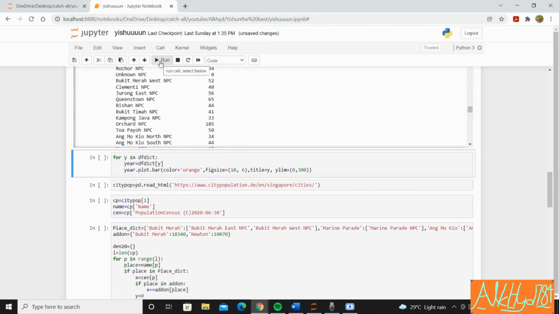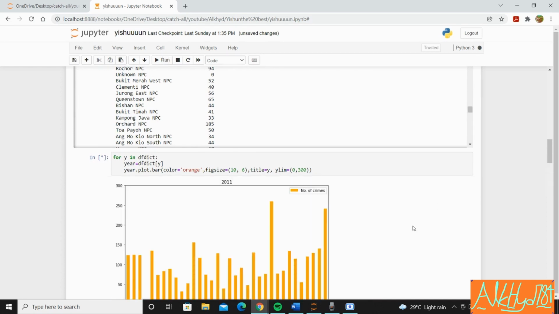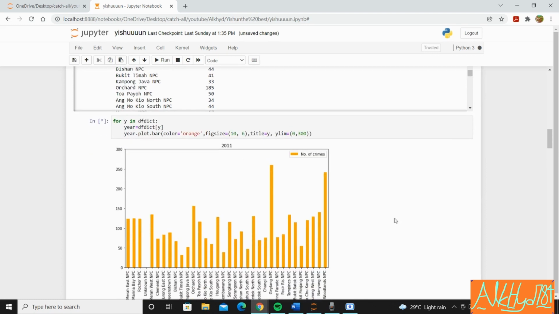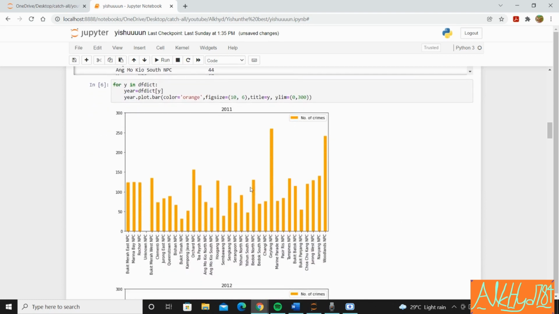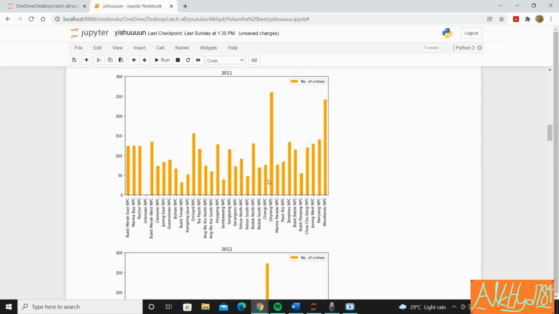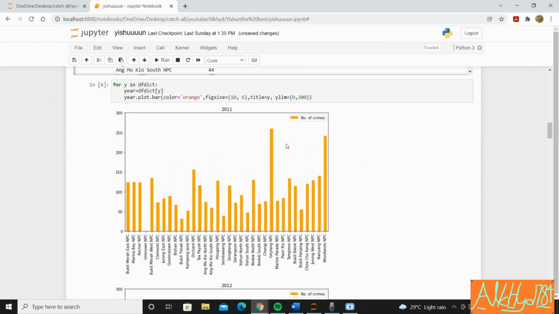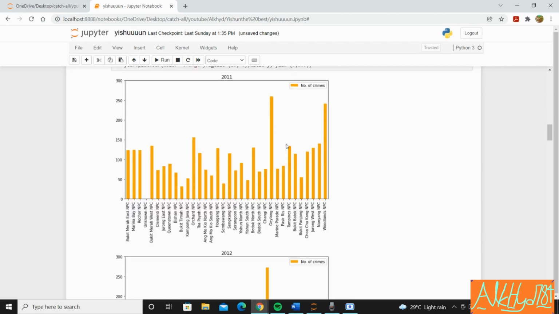So here I can do something very interesting, which is plotting it. Of course, in my favorite color, orange. So each of it will have the year, and this is the number of the crimes, and these are the places. And I do not know what this unknown NPC is. It's not really of any importance here. So as you can see in 2011, the places all have a lot of crimes, and I made the scale the same for all of the years, so I can show it to you in animation later on.